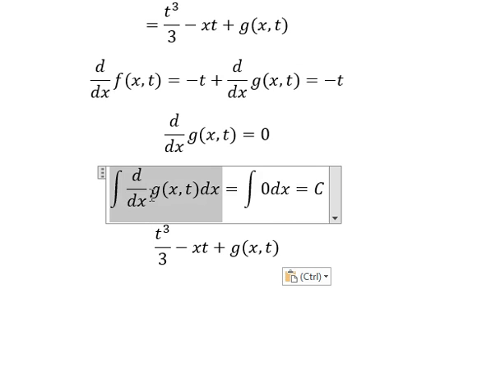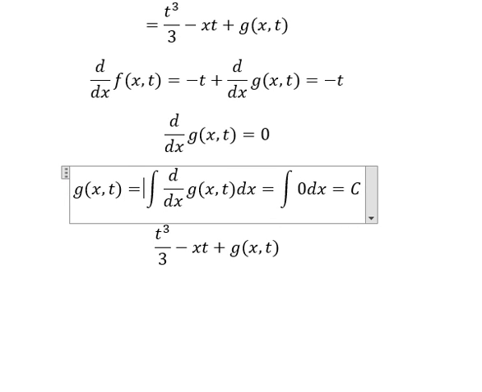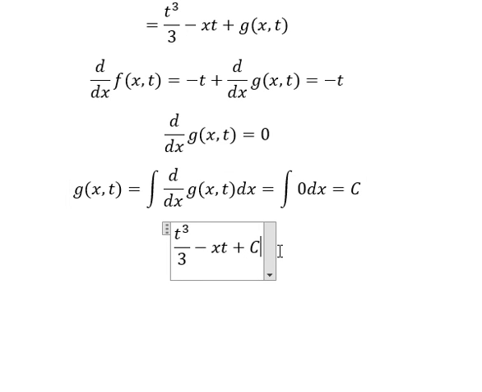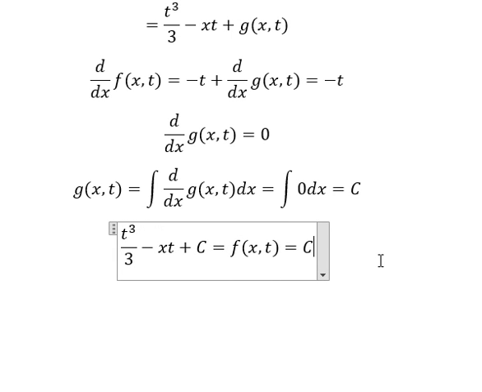The integration of this one, we have 3st. 3st equals to c, so I will put c in here. And we know that this one equals to f(s,t). f(s,t) equal to c. Now we simplify like this.